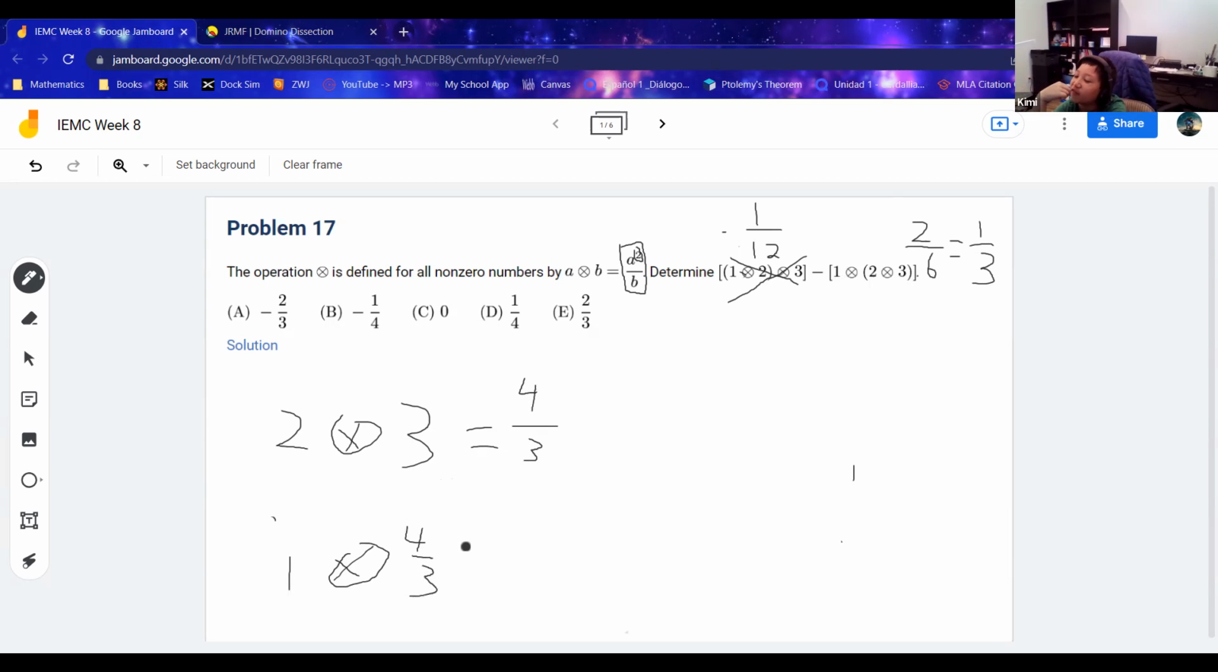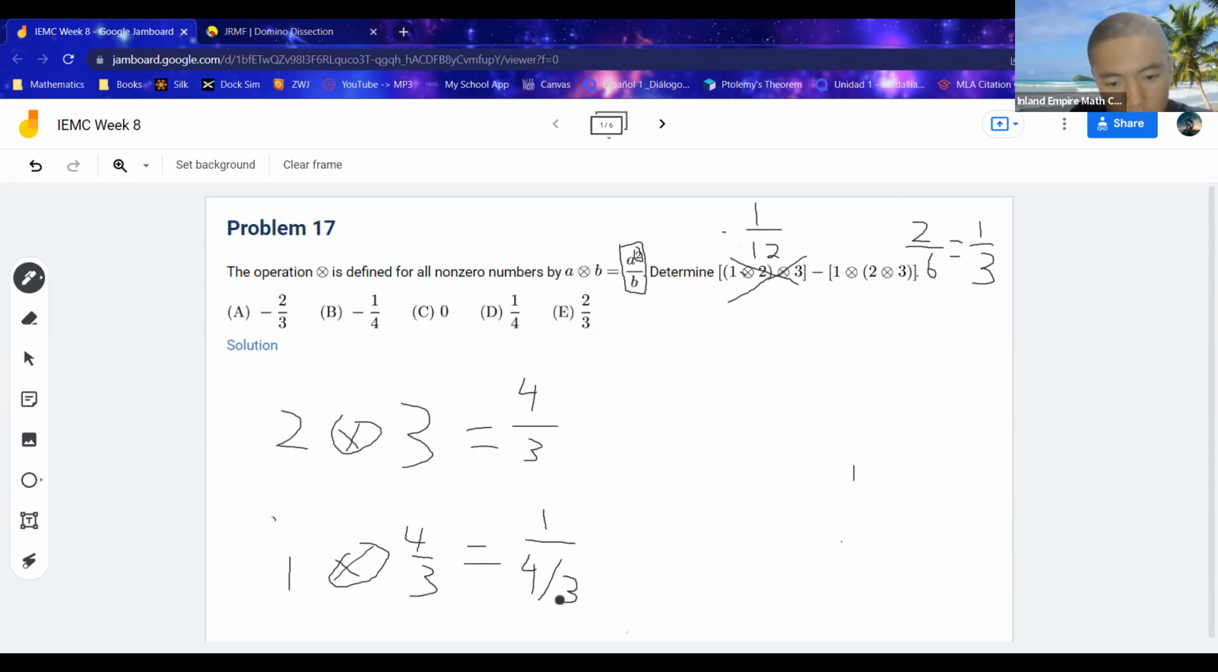4/3 square of 1. Be careful which one you're squaring. Oh, 1 squared 4/3. Yep. So that's just 1 over 4/3. 1 squared is still 1, right? 1 squared is 1. Yep. 1 cubed is also 1, right? 1 to the any power is 1.